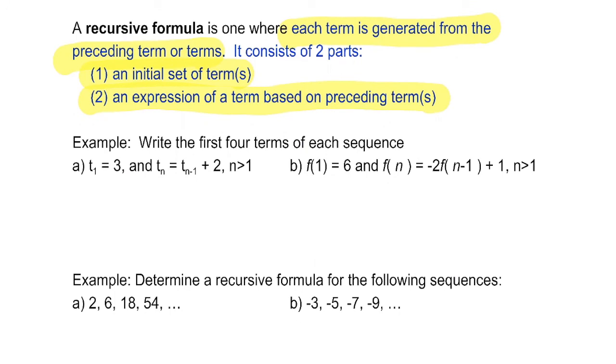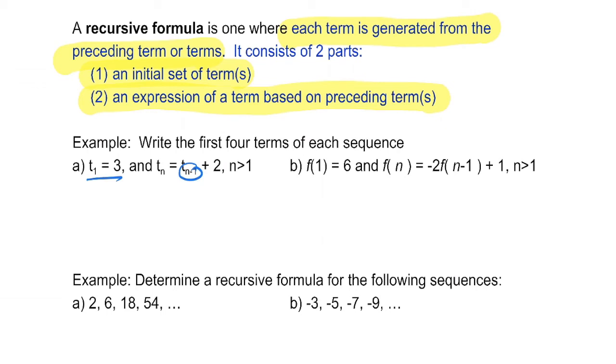So here we're saying that the first term is 3. And this is how we sort of define a recursive formula. So we need to be careful when we see that t of n minus 1. Notice that the n minus 1 is still subscripted.